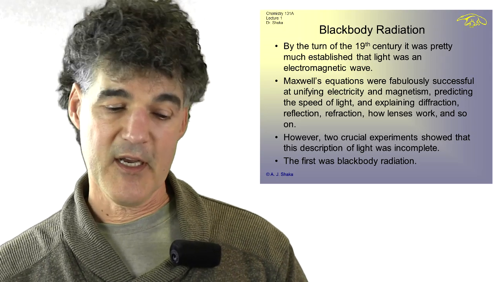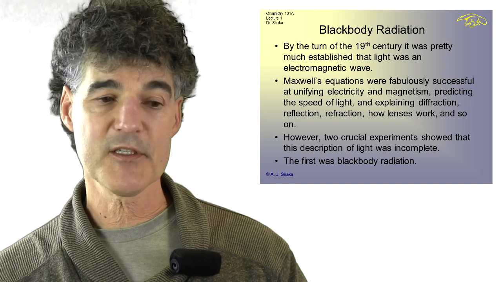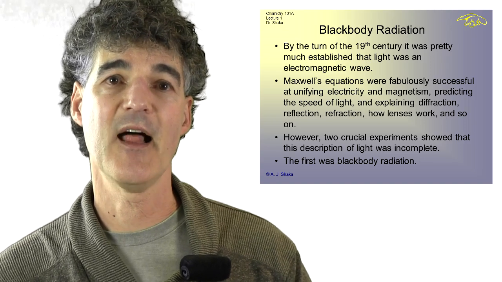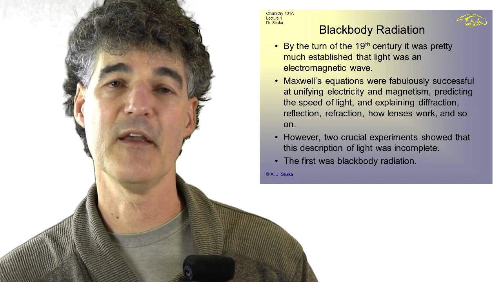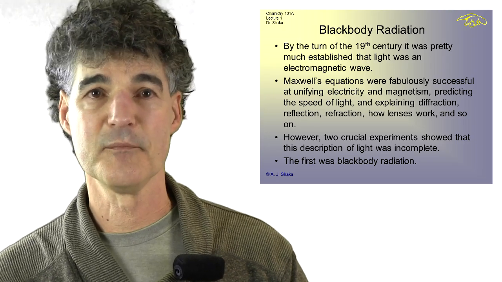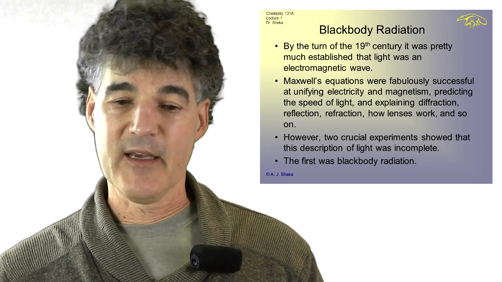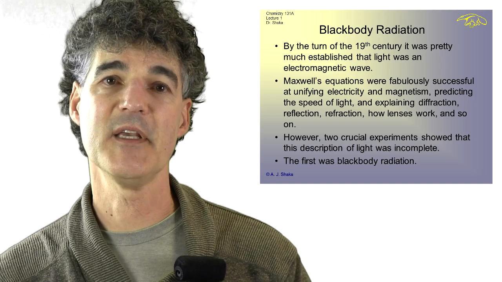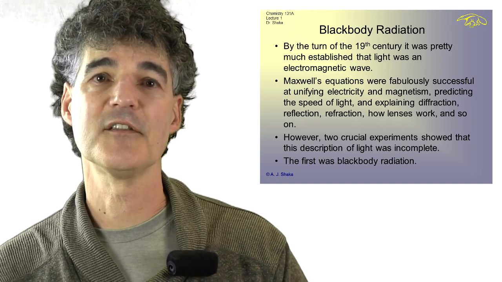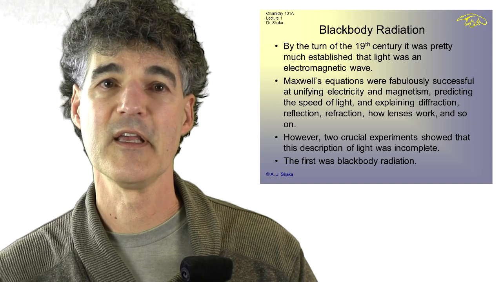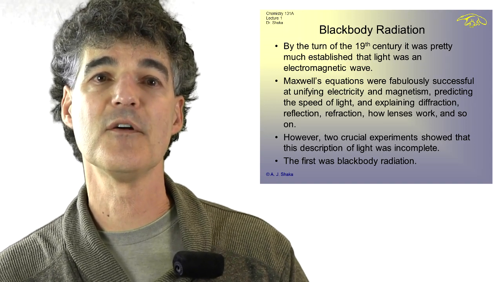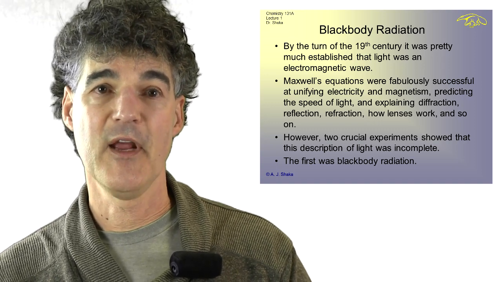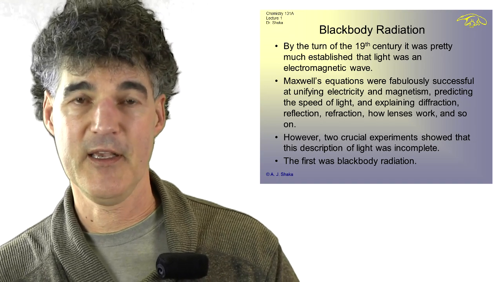But at this time, there were Maxwell's equations, and people believed that these wave equations really described light in totality, and that light was an electromagnetic wave. And that theory was wildly successful. So we could explain the unification of electricity and magnetism, why the speed of light has its speed, diffraction, reflection, refraction, how lenses work, and so on and so forth. But the two crucial experiments showed that this description of light was incomplete, and the first one was black body radiation. So what is black body radiation?